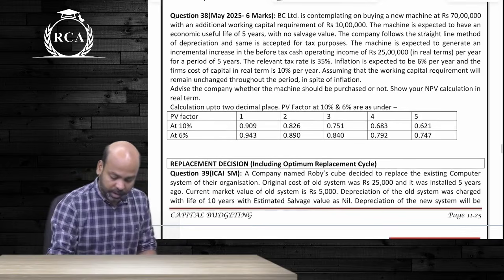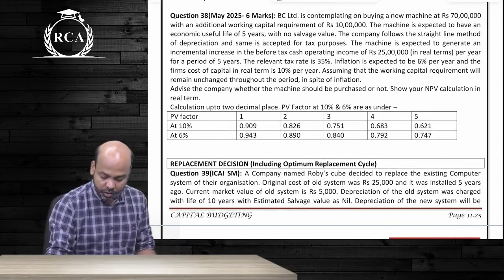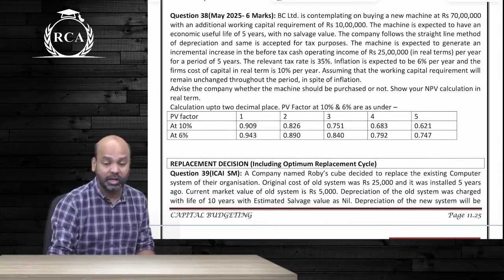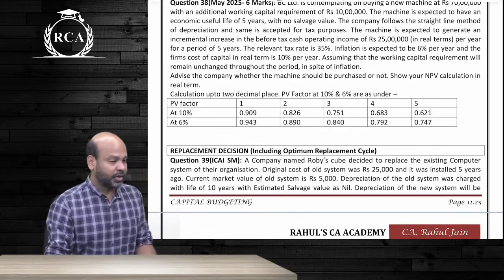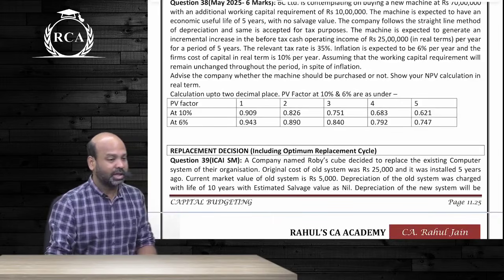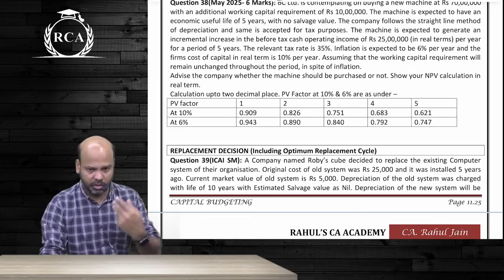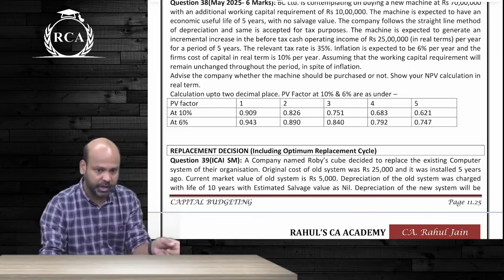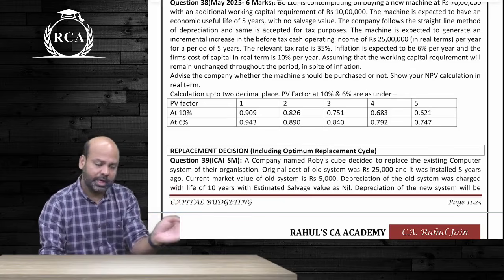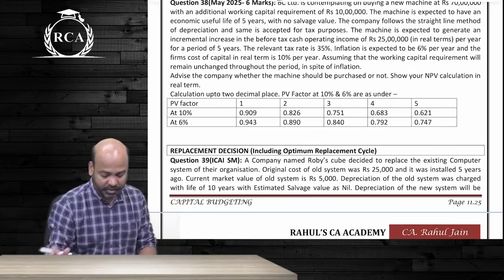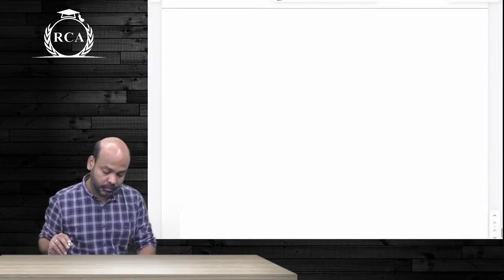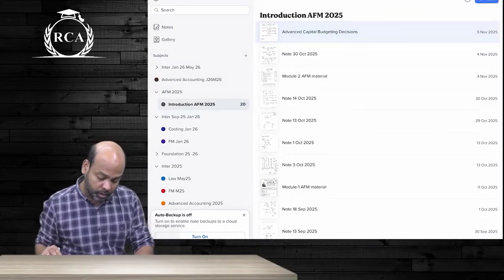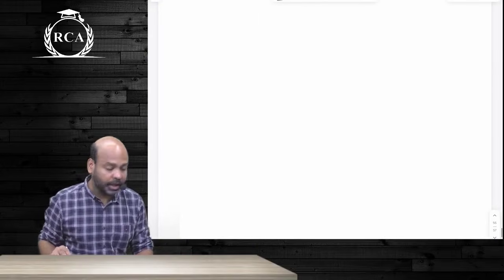Now, advise the company whether the machine should be purchased or not. Show your NPV calculation in real terms. Underline that real terms. All the other questions, guys, on capital budgeting with inflation are fairly simple because all the questions are: take nominal cash flows, discount them at nominal rate. So there is no such complication. You directly adjust cash flows until they give real cash flows. You have to add inflation, directly discount them at nominal rate. Even this is a simple question. So the only important part here, guys, is what? You will have to discount all the cash flows at nominal rate.